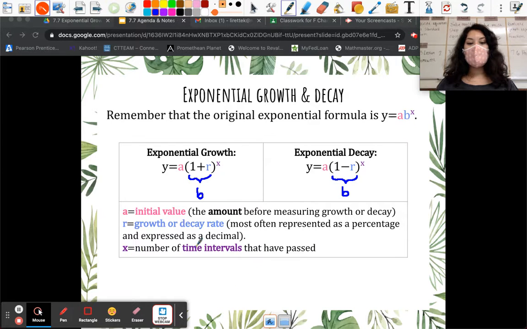And then x is the number of intervals, which is usually a time interval. It's not always time, but usually it is.